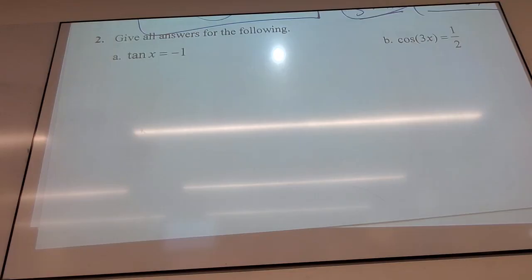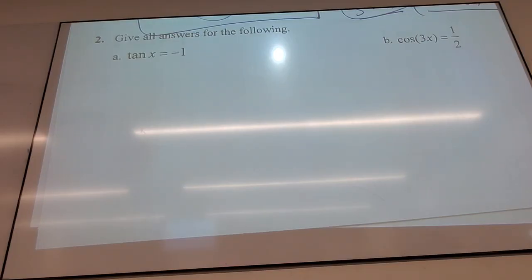Now in what quadrants is tangent negative? Tangent's negative if sine and cosine are different signs. So where are sine and cosine different signs? Where are x and y different signs? Quadrants 2 and 4. So now I need a pi over 4 reference angle in quadrant 2 and quadrant 4, right? Quadrant 2 and quadrant 4, yes?